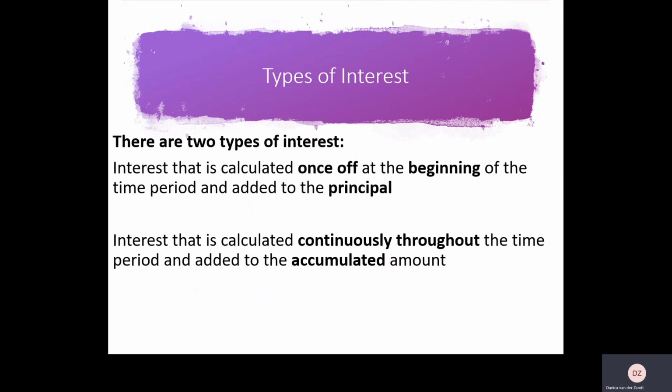Whereas interest that is calculated continuously throughout the period is constantly added to the accumulated amount. So every time we have a compound, there is a calculation. So my first one is my simple interest, where we calculate once off. And the second one, where we are continuously calculating, is my compound interest.